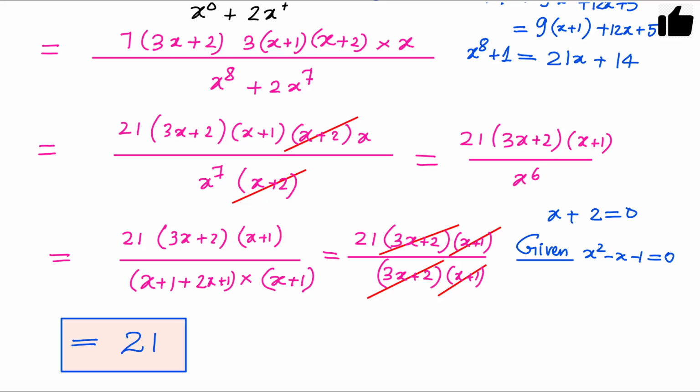And of course, whenever I am cancelling something, I have assumed that these terms are not 0. That is, 3x plus 2 is not equal to 0 and x plus 1 is not equal to 0. This means the roots coming from this equation do not satisfy the given condition. You can check yourself, and that's why this is a valid assumption.